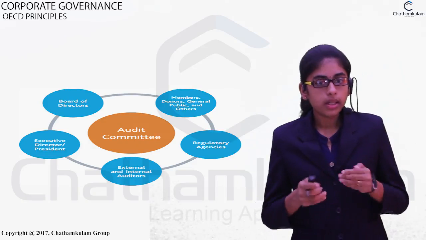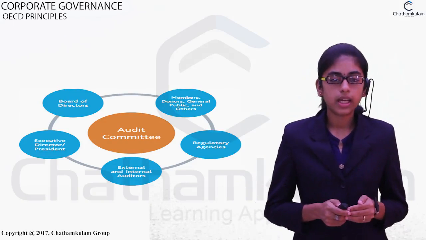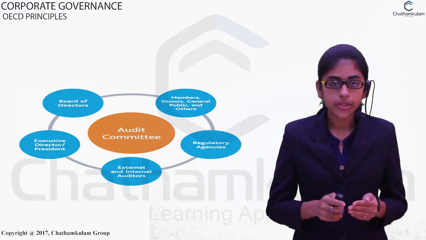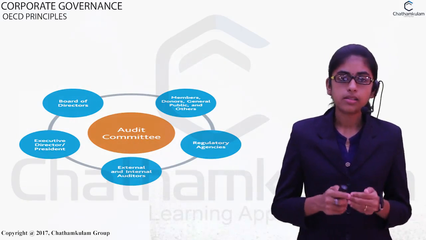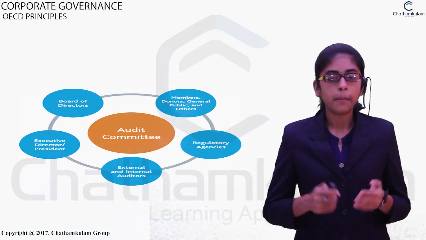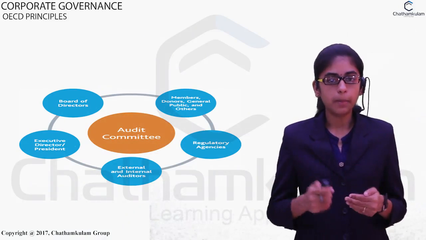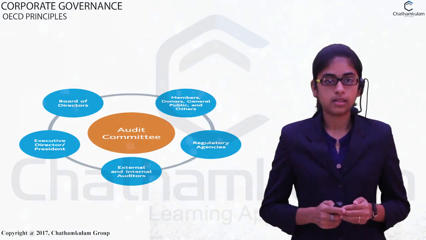Next one is the Audit Committee. Clause 49 has made it mandatory for all Indian listed companies to constitute an audit committee consisting of non-executive directors, a majority of whom are independent. The chairman of this committee has to be an independent director.